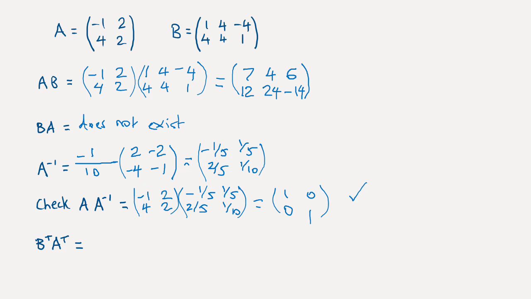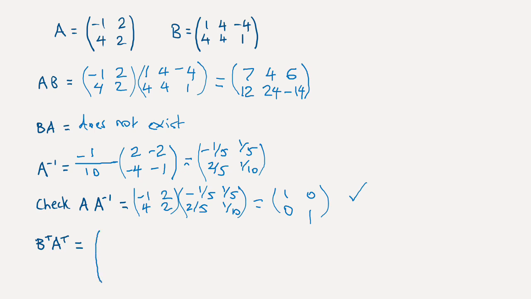Finally, let's work with the matrix transpose. So B transpose, what does that mean? It means we take matrix B and we interchange the rows and the columns. So instead of a matrix with 2 rows and 3 columns, B transpose will be a matrix with 3 rows and 2 columns. So let's write down what B transpose looks like.